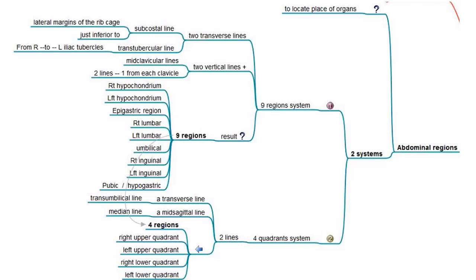Abdominal regions, we have the 9 regions system and the 4 quadrant system, and they are not farther away from this point of time. We have just described them, and these are the notes you can write about these two systems. Reading this mind map or any mind map, just follow the line.